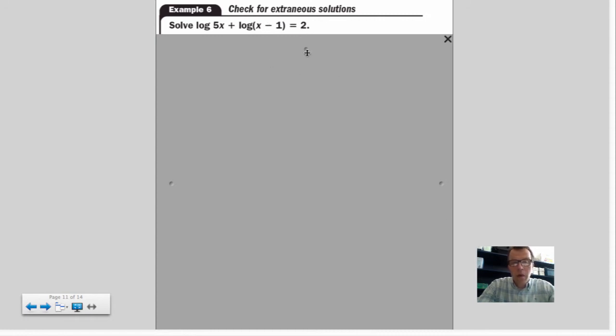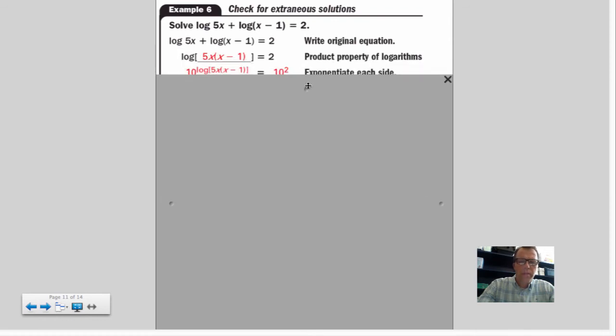This is the hardest problem, the last example I'll show you. So you're dealing with 2 logs on the left side, right? And you're adding those. So this should trigger you to think of the product property. And then notice there's no log on this side. So we do use the product property first, right? We can combine these 2 log functions by using the product property. So we multiply 5x and x minus 1. Don't forget to distribute here.